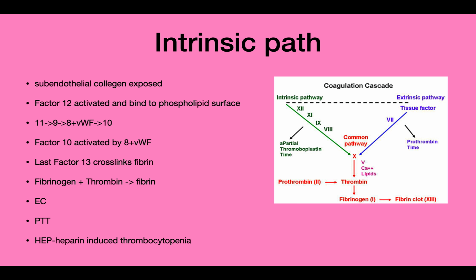Okay, so in the intrinsic path, once again, injury within the vessel, factor 12 is going to be activated, and it's going to bind to the phospholipid surface. And then the cascade goes from 11, 9, 8, plus the von Willebrand factor. These two have to be together. And those will activate factor 10. And then lastly, factor 13 will come in, cross-link the fibrin. And then thrombin makes the actual fibrin.